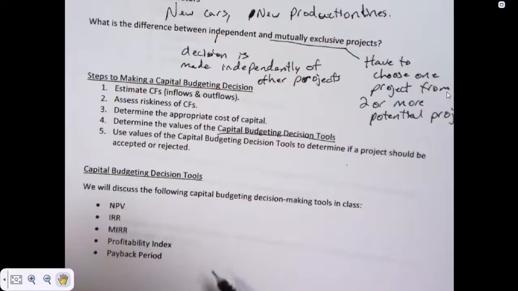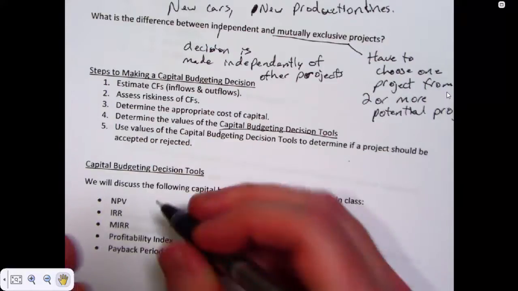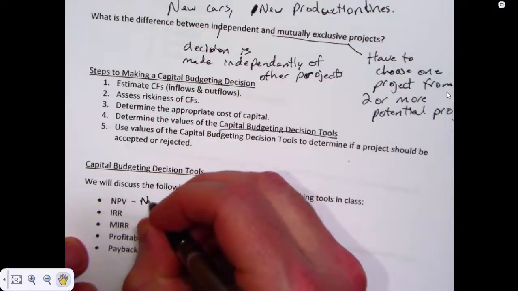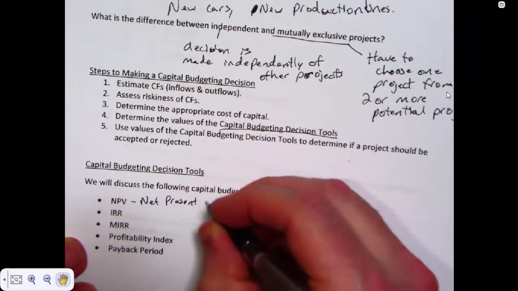So the tools we're going to discuss, and for many of you, these will be reviews. At least the first two will be a review. NPV stands for net present value.